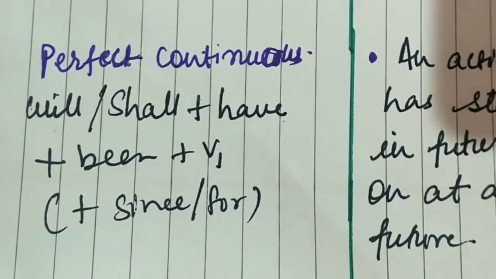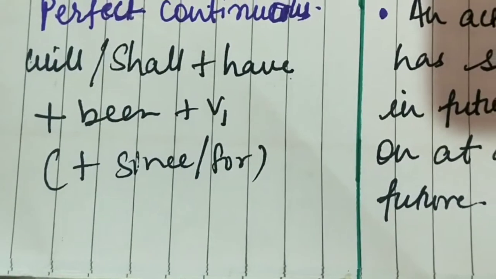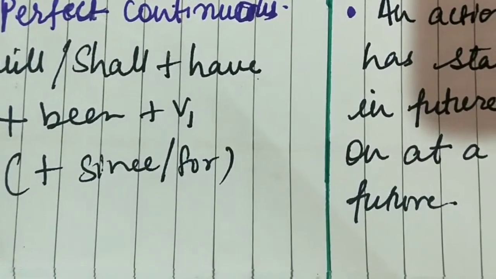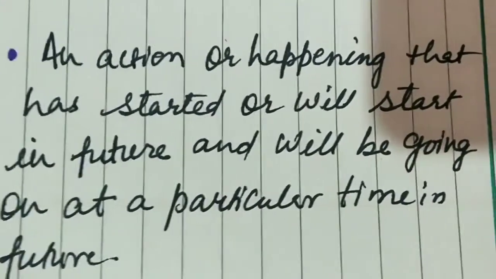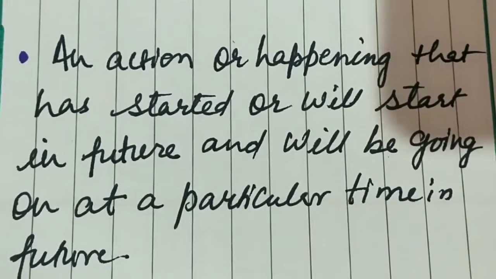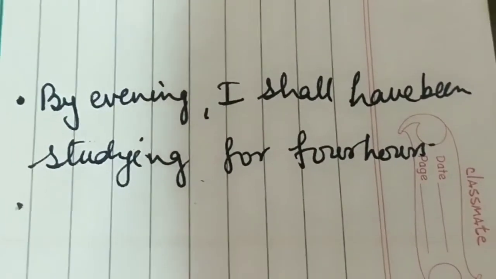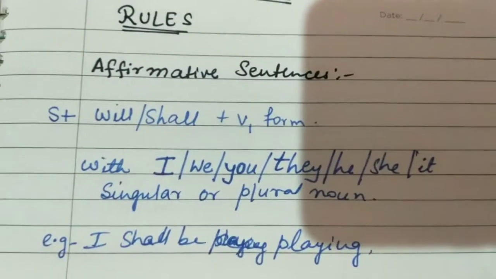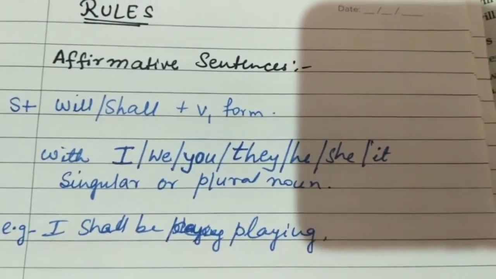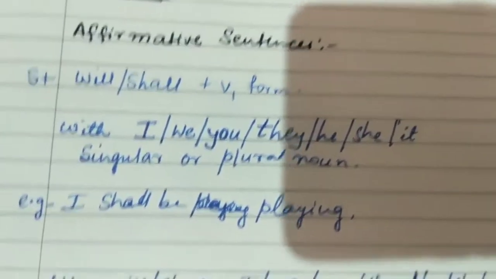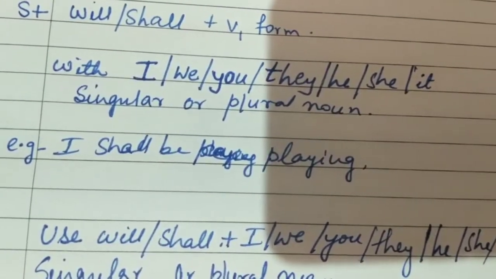Let's see the future perfect continuous tense. Here again subject plus will or shall plus have been and V1 form of the verb with since or for. It is used for an action that has started or will start in the future and will be going on at a particular time in the future. Like, by evening I shall have been studying for 4 hours. While making affirmative sentences, we will use subject plus will or shall plus V1 form in the simple present tense. Like, I shall be playing.